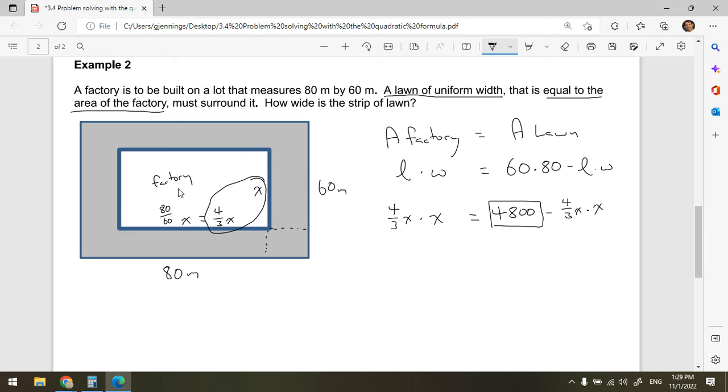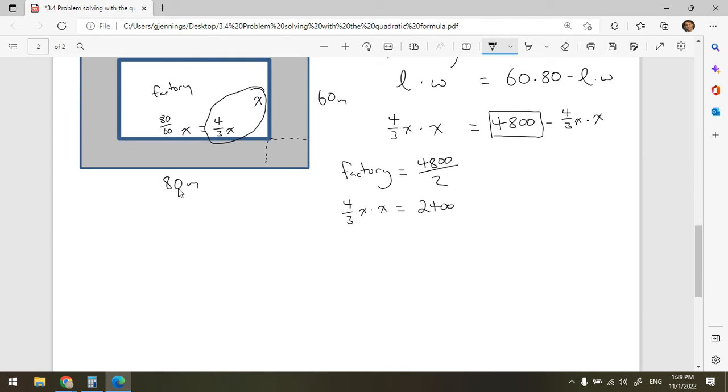What I can do is if I know that the factory and the lawn have the same area, just say that the factory's area is equal to 4,800 divided by 2. That's going to do it. And then I'm going to have 4/3 x, the size of the factory, multiplied by x, is equal to 2,400. And this will solve. That's no problem. So let's turn this into a quadratic. So we have 4/3 x times x. That's just 4/3 x squared.